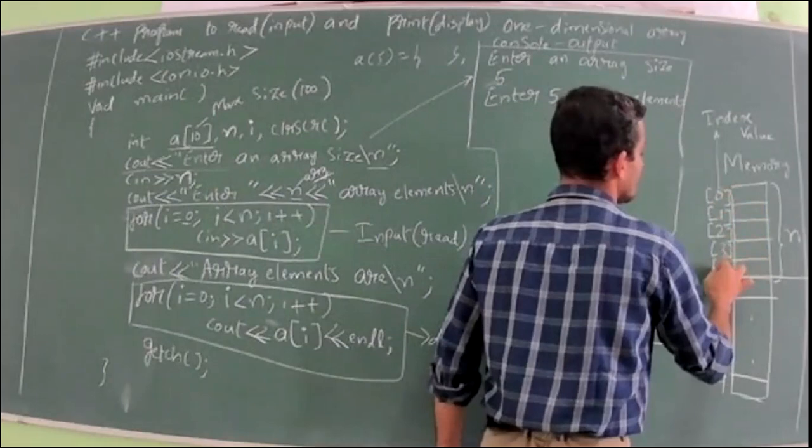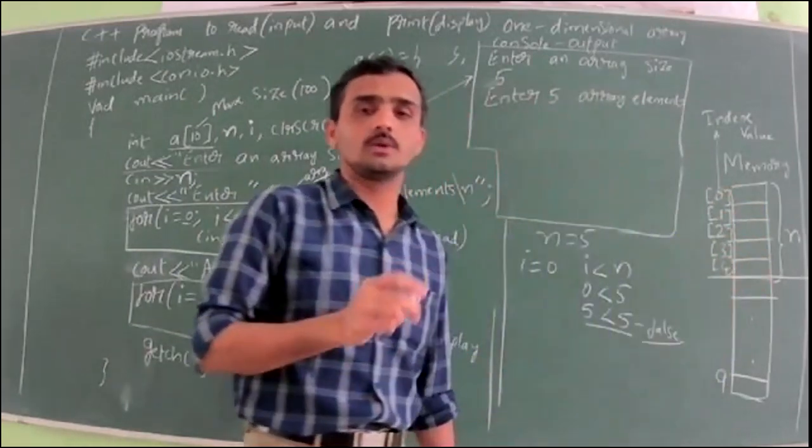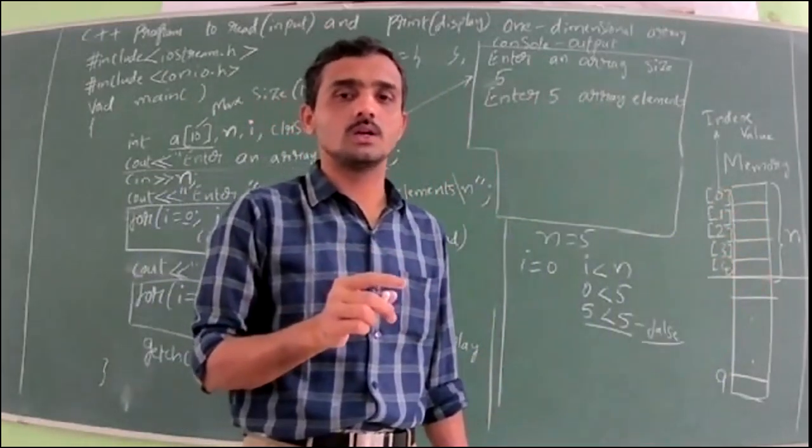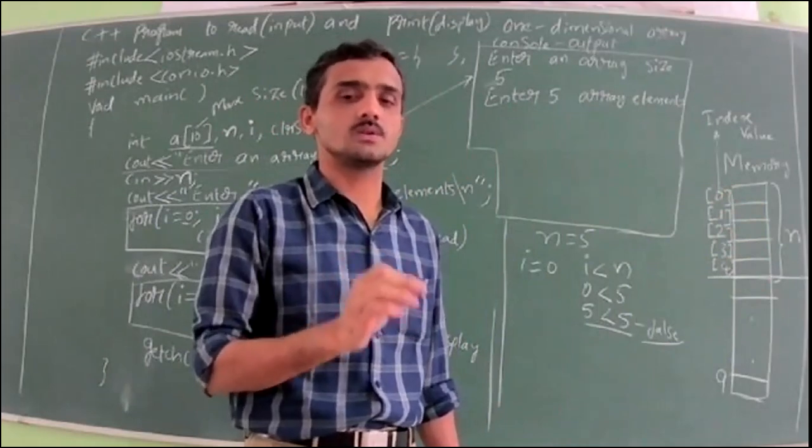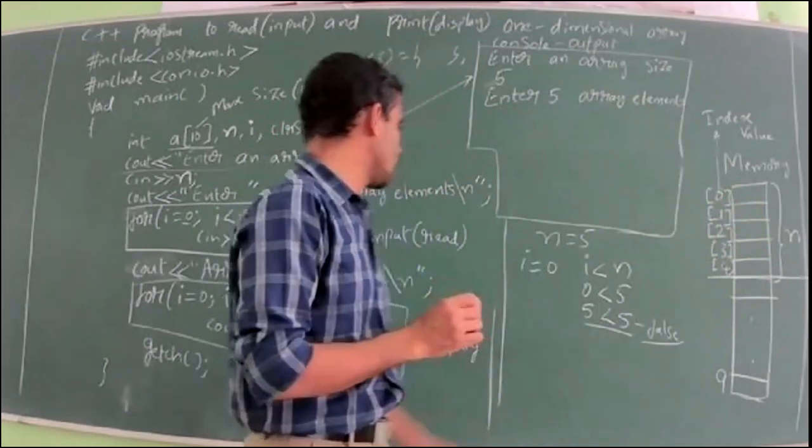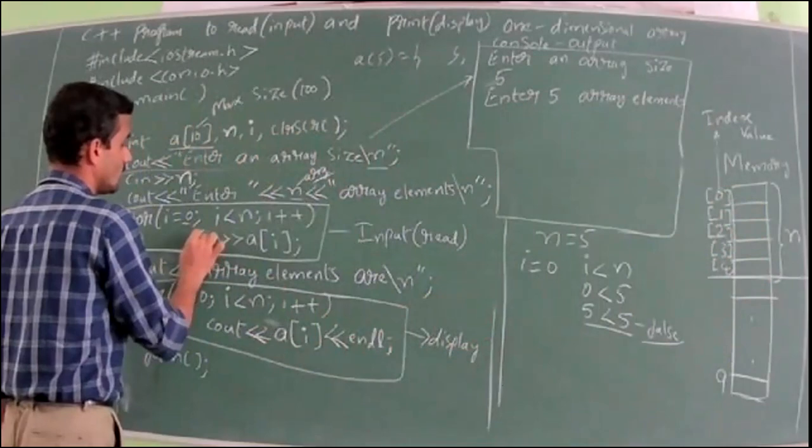I is equal to 3. I is equal to 4. Again, I will tell you: I equal to 0, I equal to 1, I equal to 2, I equal to 3, I equal to 4. So 5 times this code will execute. That is cin >> A[i], this code.